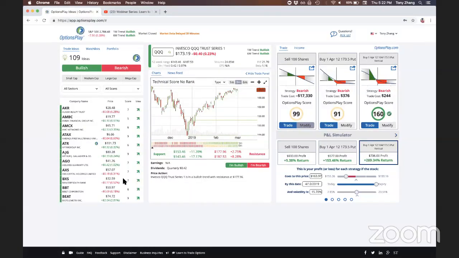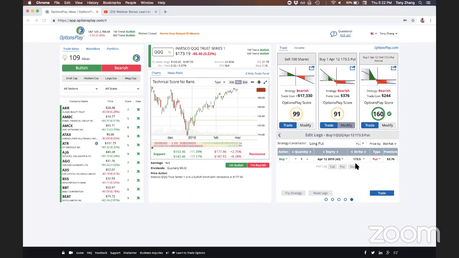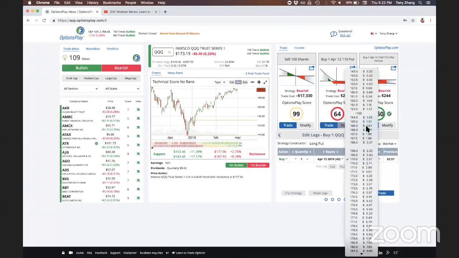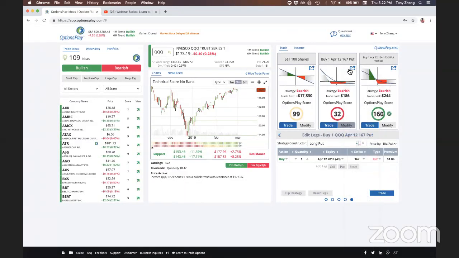A lot of times when you set up a really low, far out of the money put, so for example, I can buy this really far out of the money put. Well, actually, that's not very far out of the money, but maybe if I buy a 167 put, it's really cheap. But as you can see, the Options Play score is really, really low, telling me that there's almost no chance of me making money from these types of strategies.